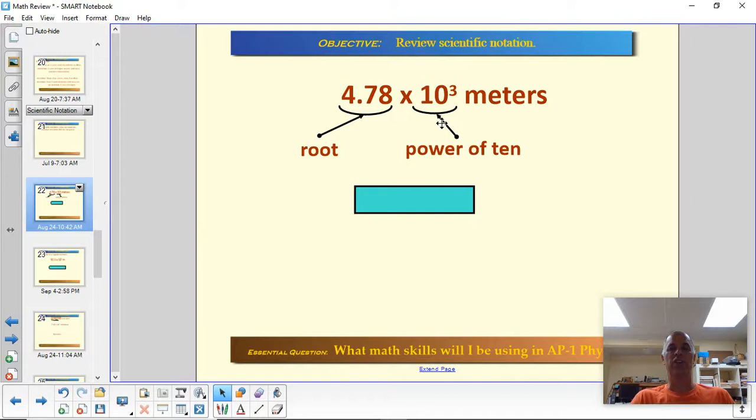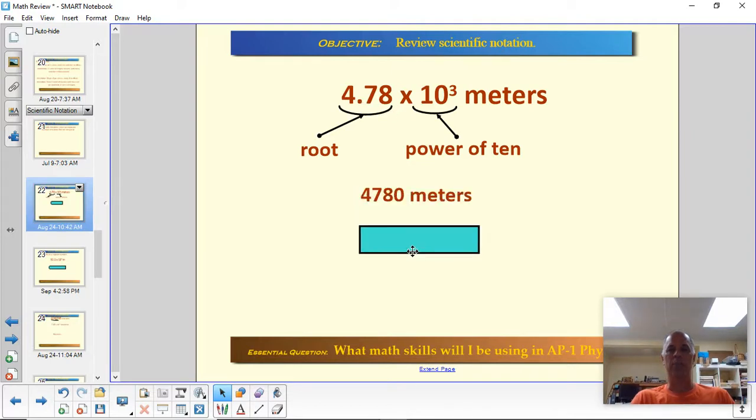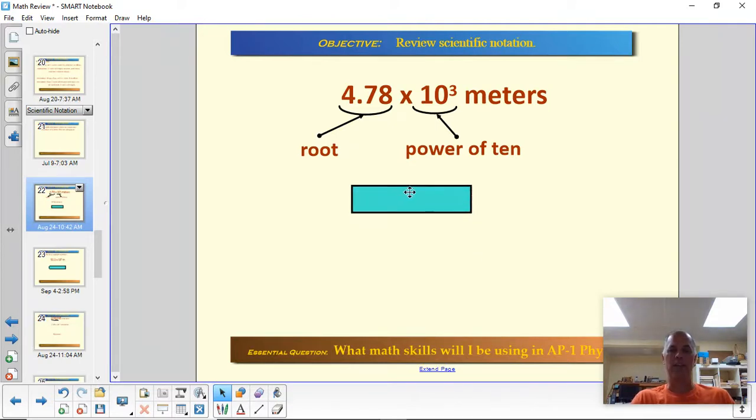Now, if we were to convert this into a regular number that was not in scientific notation, we would move the decimal place over 3 positions, and it would be 4,780 meters. You need to be able to convert numbers from non-scientific notation to scientific notation and back again. That's something you've got to be able to do because we use a lot of scientific notation, and it pops up a lot in the calculations that you do. So if your calculator just spits out a big number with lots of zeros on it or lots of decimal places in it, you have to be able to convert it to scientific notation. That's just a basic skill.